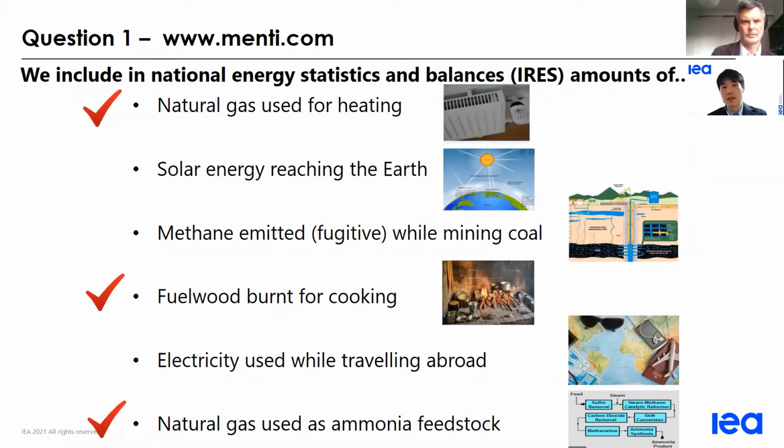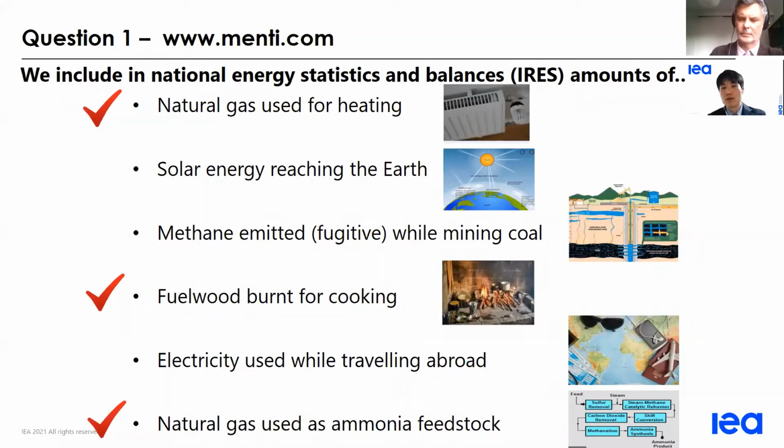For the methane emitted or fugitive while mining coal, this is very important data actually. But as mentioned earlier, this is not a marketable status. So this is not included in our energy statistics and balances, but I'd like to highlight that this data, of course, is very important to, for example, track greenhouse gas emissions, etc. So from an environmental point of view, this data would be better to be collected, but not mandatory to be included in our energy statistics.